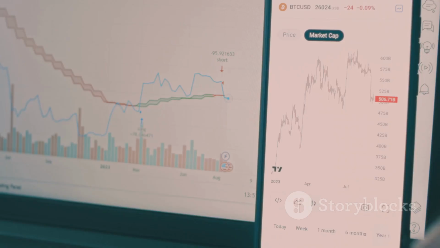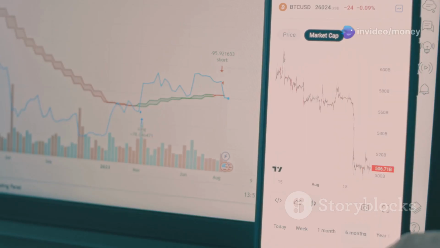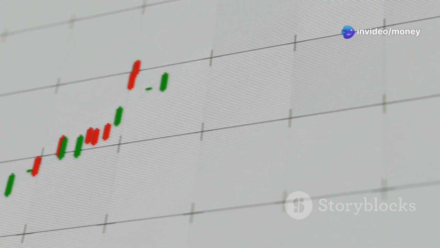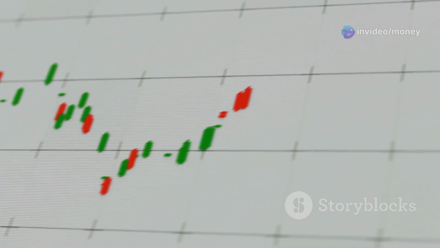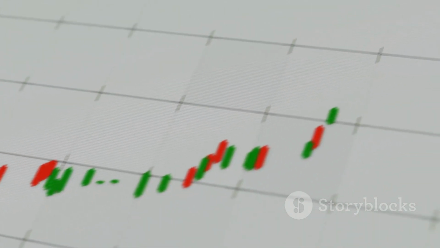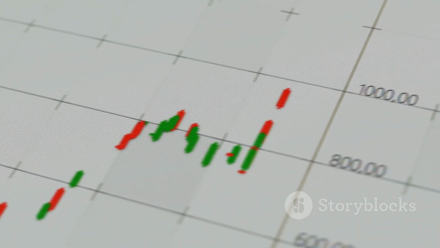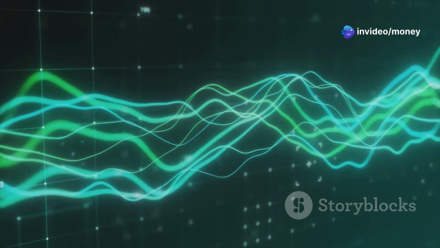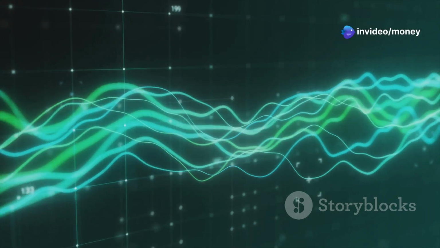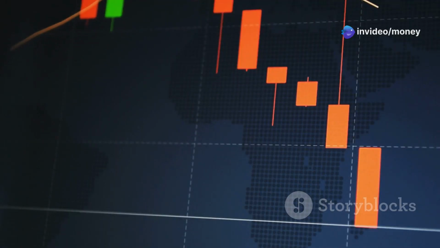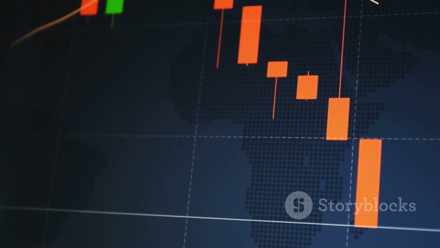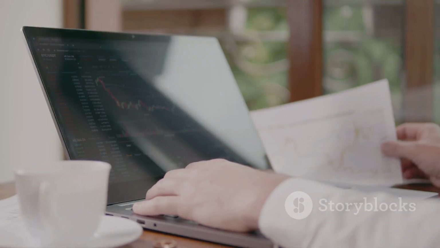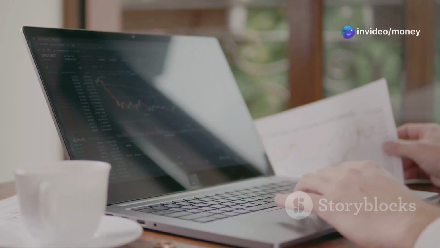One of the most visually striking features of the Ichimoku cloud is, well, the cloud itself. This cloud is formed by the space between the Senku-span A and Senku-span B lines, and is shaded either green or red, depending on which line is on top. A green cloud, where the Senku-span A is above the Senku-span B, generally indicates a bullish market, while a red cloud, where the Senku-span B is above the Senku-span A, suggests a bearish market. Think of the cloud as a visual representation of the overall market sentiment.